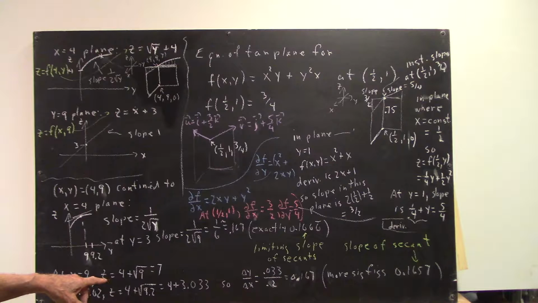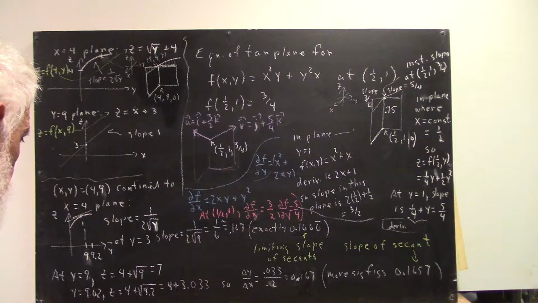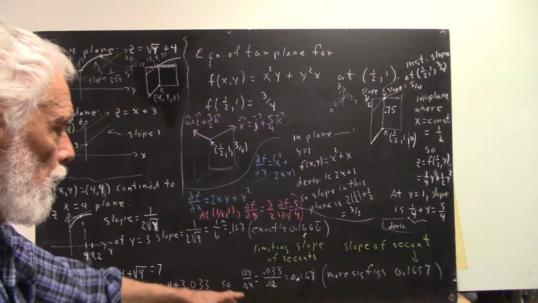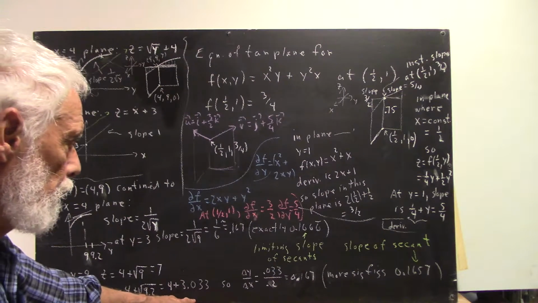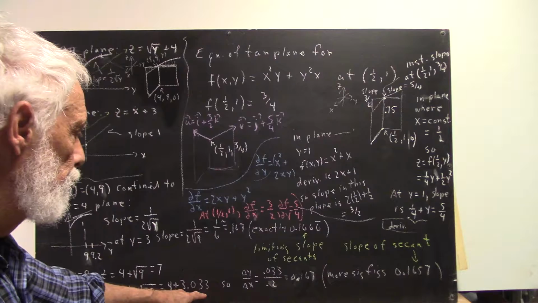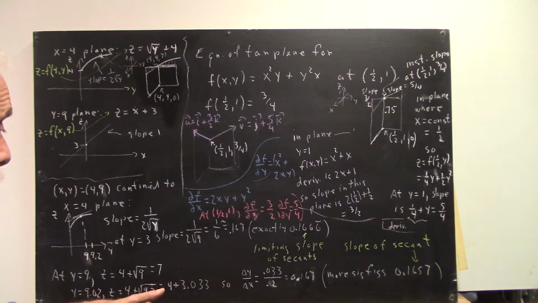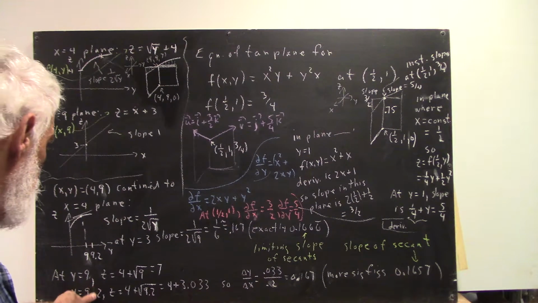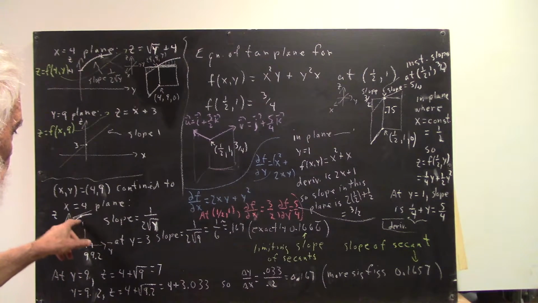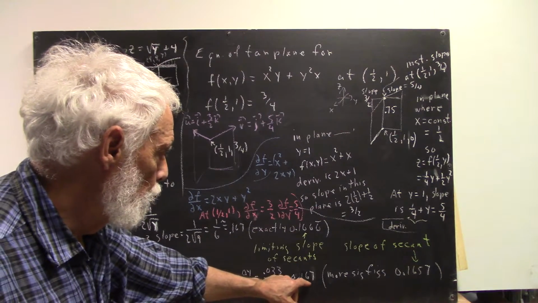So at y equals 9, z equals 4 plus square root of 9 equals 7. At y equals 9.2 we got this. That gives us a very good approximation, okay? Square root of 9.2 is about 3.033, so our rise over our run, the slope between the two points on the graph, and it's 9.2, not 9.02, is going to be very close to 0.167.